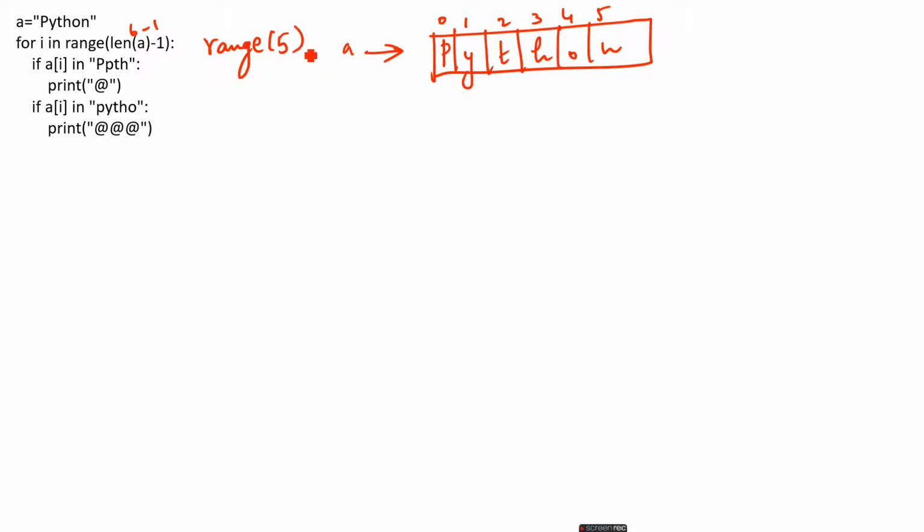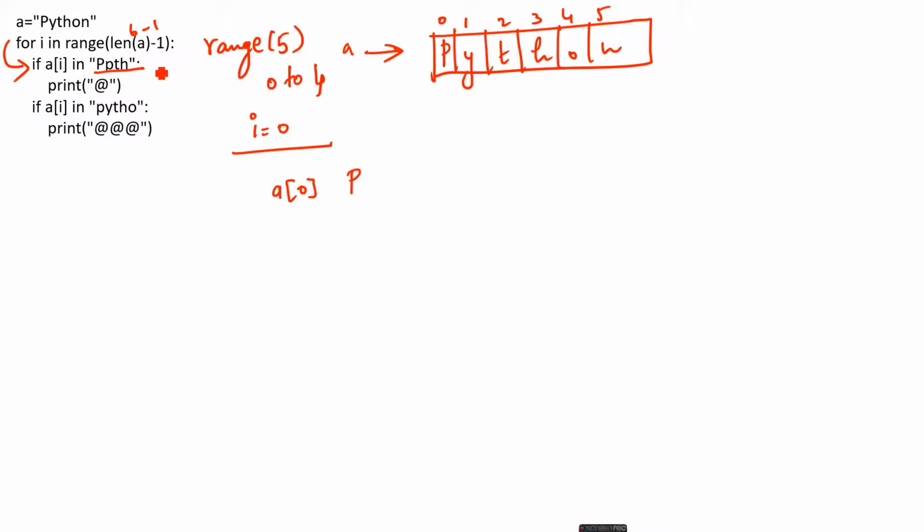So what will be the values we will get from the range function? Range of 5 means we will get values from 0 to 4. First value of i will be 0, so we will write i equal to 0. Now inside the loop, one if condition is there. We will check whether A of 0 is present in this. What is A of 0? Capital P. Whether capital P is present in PPTH.